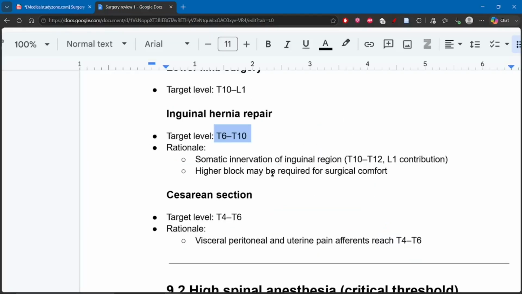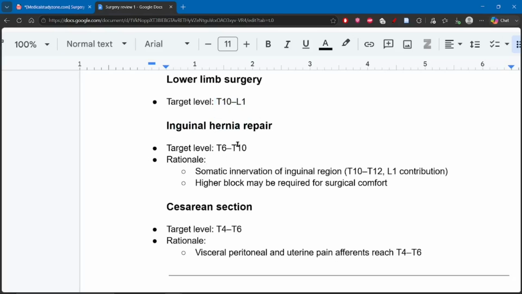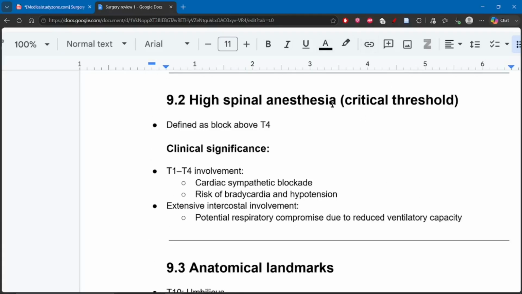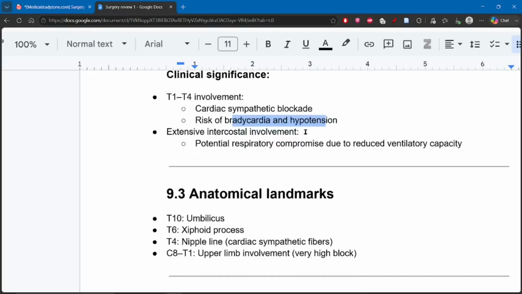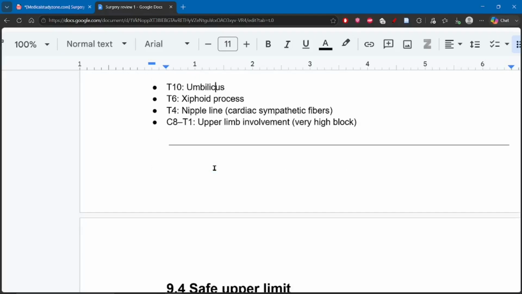That's what happened. But just for a general overview, lower limb surgery requires a T10 to L1 target level. Inguinal hernia repair requires T6 to T10. Cesarean section requires T4 to T6. And high spinal anesthesia is defined as anything above T4. So anything above T4, it's going to risk cardiac involvement and bradycardia, hypotension, respiratory collapse. That's what's going to happen. Anatomical landmarks is just for your own knowledge. You can read them if you want, but they're not related to this question as of yet.